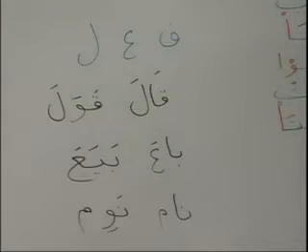So, kala is from kavala, but how do I know? We have to go to mudhariya. When you go to mudhariya, ain kalima becomes visible. Okay, brothers and sisters? So, kala becomes yakulu. Kala becomes yakulu. Okay? I will write down, brother.